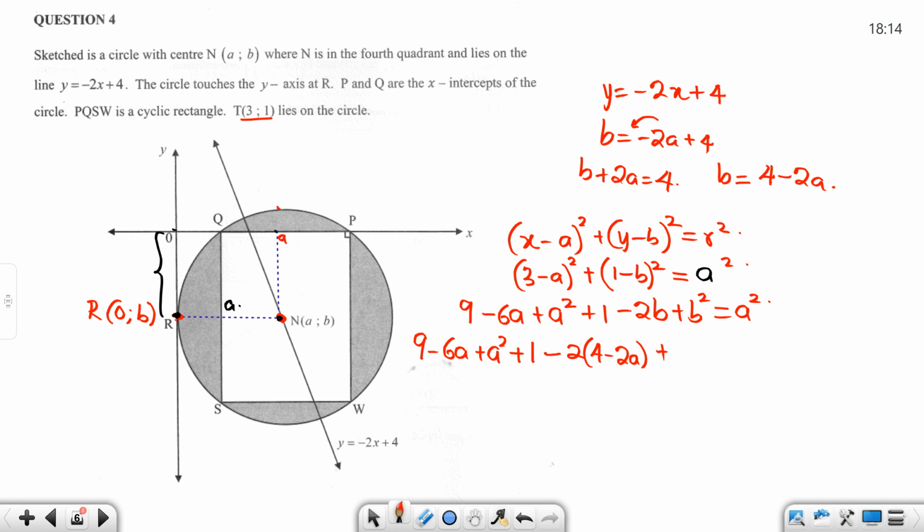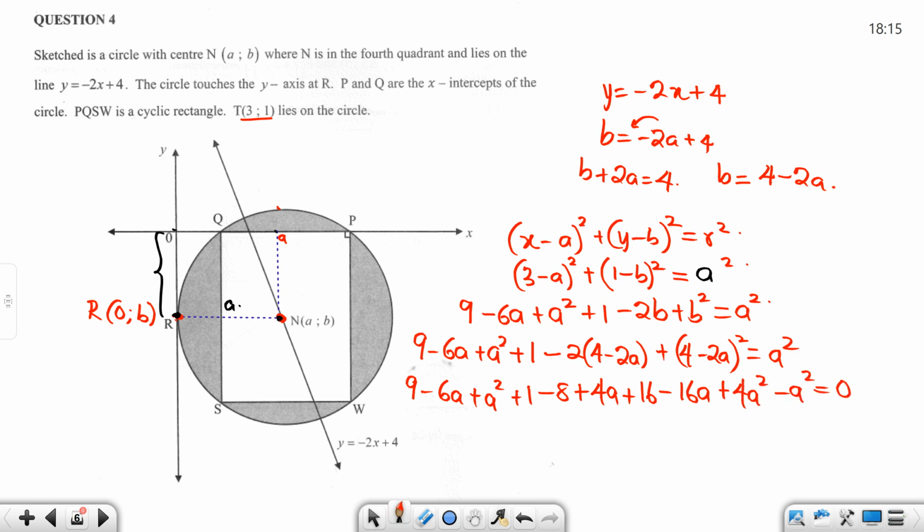Can I just throw that in quickly? 4 times 4 would be what? 16. Let me just write it, because I'm still going to have to do one other line. A squared. Okay, what do we have? 9 minus 6A plus A squared plus 1. Can we expand? Minus 8 plus 4A. Good. 4 times 4, 16 minus, 4 times 2, 8 times 2, 16A plus 4A squared minus A squared equals to what? 0. So the only thing we have left is what? A.